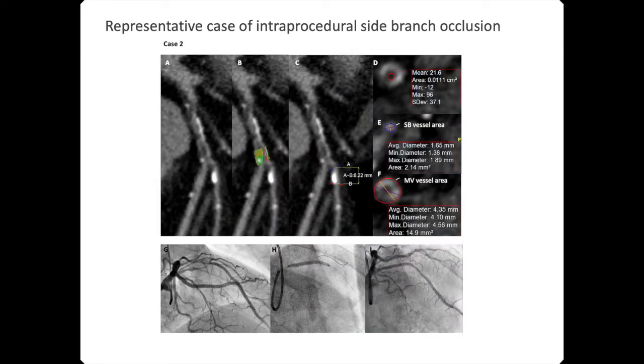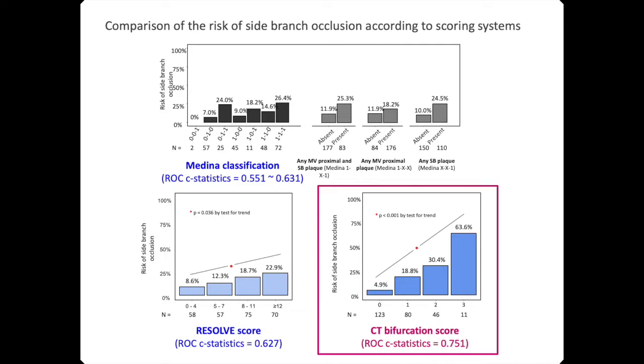In another case, there's a large amount of low density plaque and several calcification spots in the LAD and diagonal branch. Although the diagonal branch was protected by a wire, after stenting of the LAD, we lost the diagonal branch. The performance of the CT bifurcation score for predicting side branch occlusion was much higher, with a C-statistic of 0.75, compared to angiographically derived scores, such as the Medina classification or the RESOLVE score.